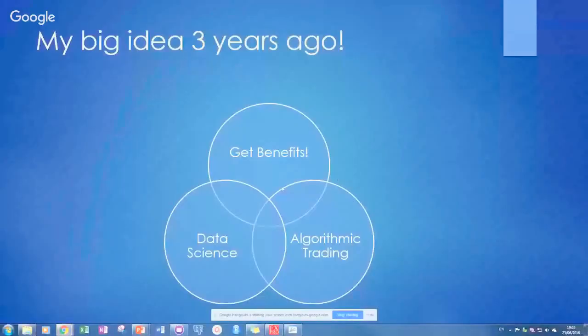I think I started with the idea to get benefits, and then I came to those two things. I don't really know which started first. Probably the whole idea was to get benefit. Then data science and algorithmic trading were a means to get there.